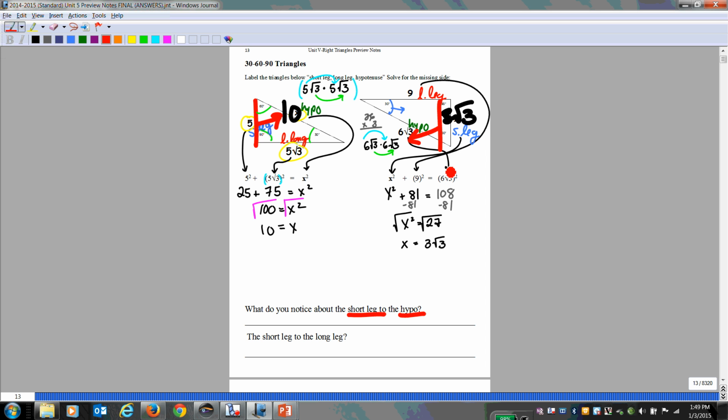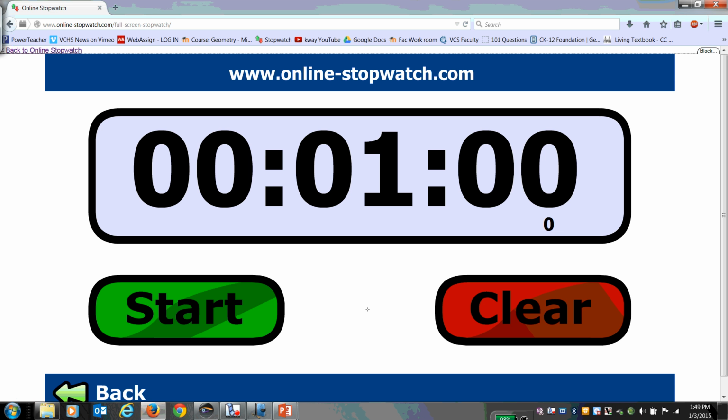That's one pattern. And then the second pattern is, what do you notice about the short leg to the long leg? 5, 5 root 3, 3 root 3, 9. There's two patterns there. I'd like you to look. It's the same pattern for both the left and the right triangle. I'm going to give you a minute. Do it on your own. Make those two observations. Go.